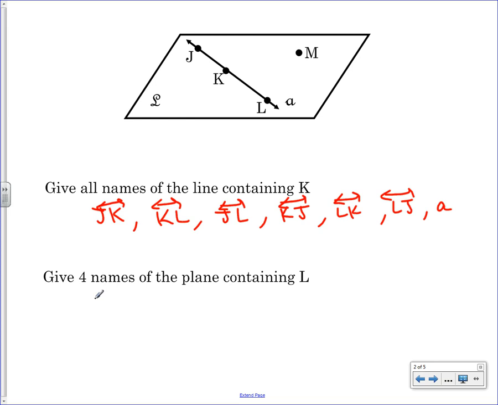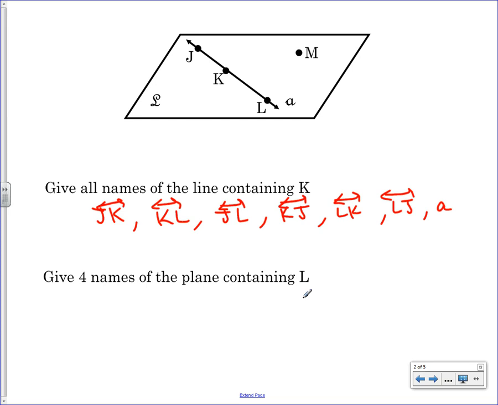Okay. Give 4 names of the plane containing point L. So they want 4 different ways to call that plane. Whenever you talk about a plane, you have to use 3 non-collinear points. So let's say what it cannot be. What's the only one wrong answer that I cannot say? Okay, well, yeah, because that's 2 points. That'd be wrong, too. What's the 3 collinear points on here I can't use together? JKL. I cannot call this plane JKL. Pretty much everything else would be fine.